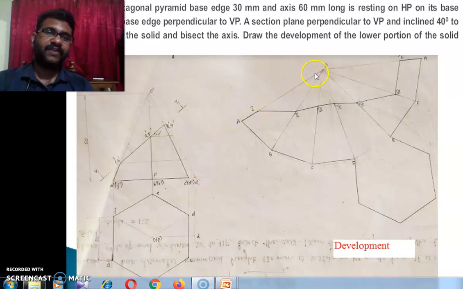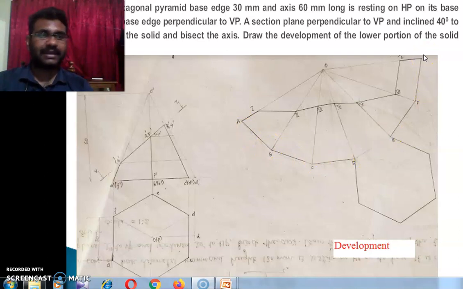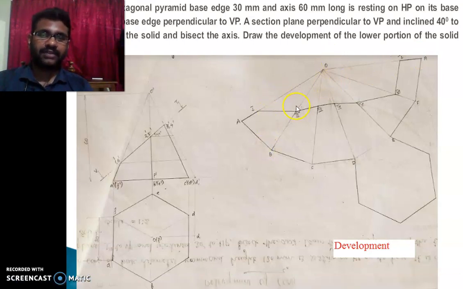Then with O as center and radius equal to OA, you draw an arc. Initially you draw an arc to any convenient length. Then you locate point B on that arc, similarly C, D, E, etc., such that arc length AB equals BC equals CD equals the length of the base side, that is 30 millimeter. Then you join AB, BC, CD, DE, EF and FA by straight dark lines, and join all these points with O, that is join BO, CO, DO, EO, FO, etc.